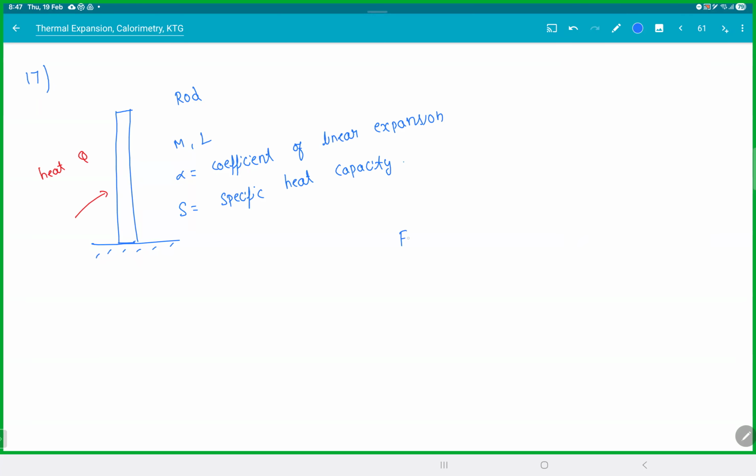Find the change in temperature of the rod when a heat Q is given. Assume all the heat is retained by the rod, okay? So there is no heat escaping or anything. Assume all heat is retained by the rod and neglect any elastic potential energies. If they don't mention it, you can ignore it.